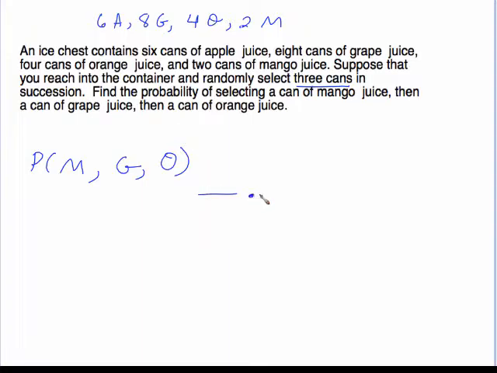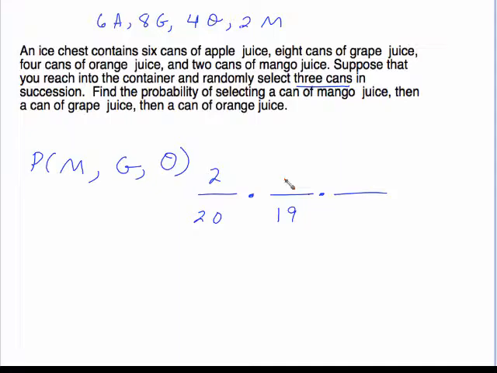We are picking these in succession. It will be a multiplication situation. But once you pick a can, you're not putting it back. So the probability of getting this first mango is 2 over 20, because if you add this up, you're going to get 20 cans. Once you have taken out that mango, there's only 19 cans left in there for you.